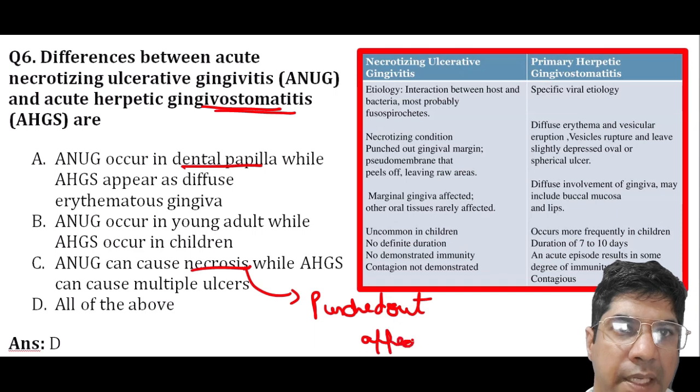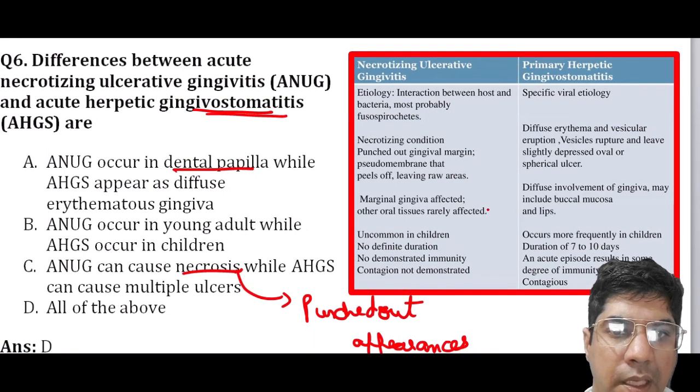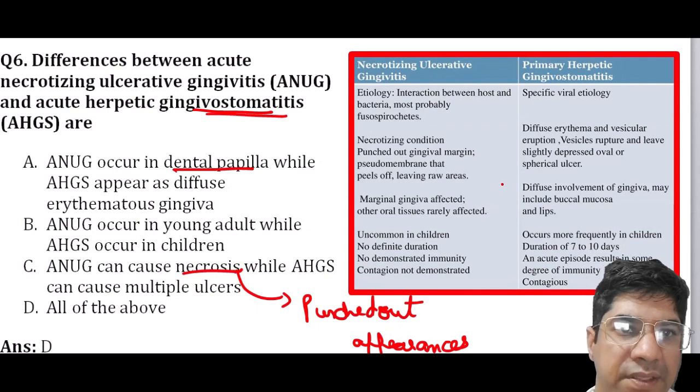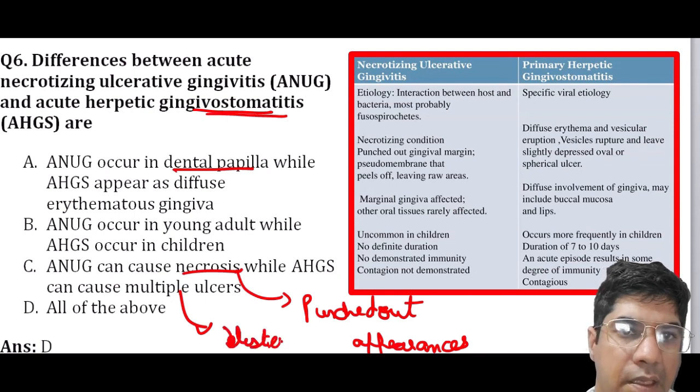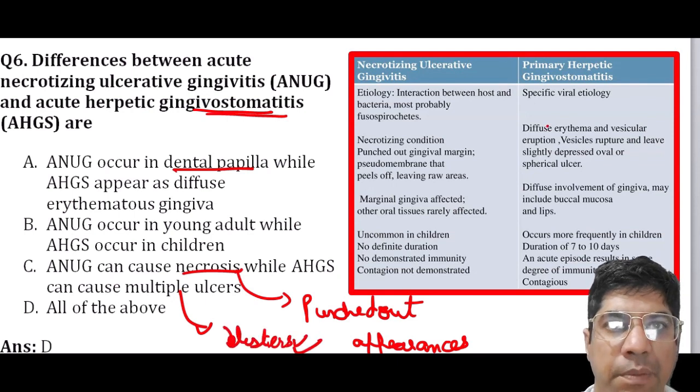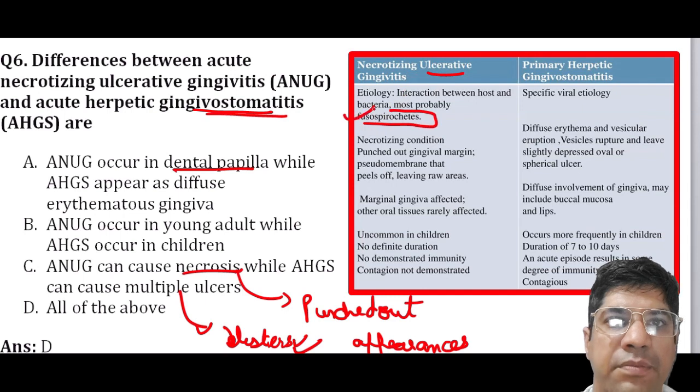Whereas acute herpetic gingivostomatitis is seen as multiple ulcers and blisters. NUG is mainly caused by fusospirochetes, whereas primary herpetic gingivitis has a viral etiology.